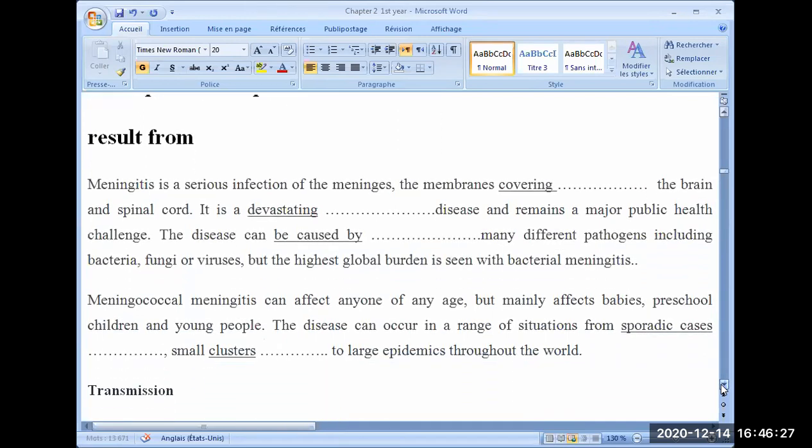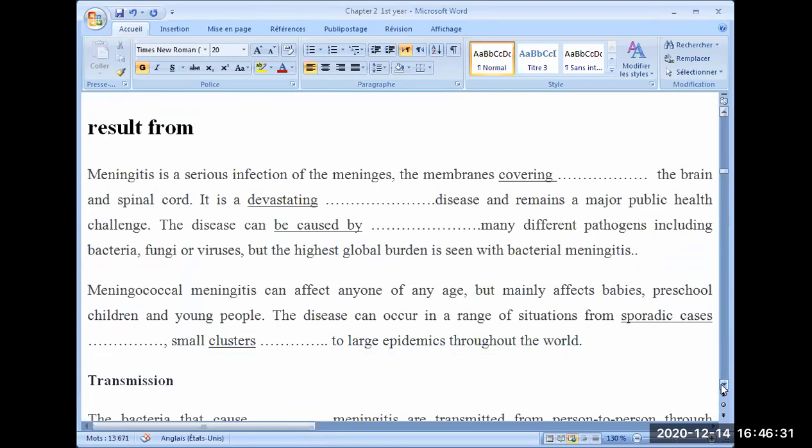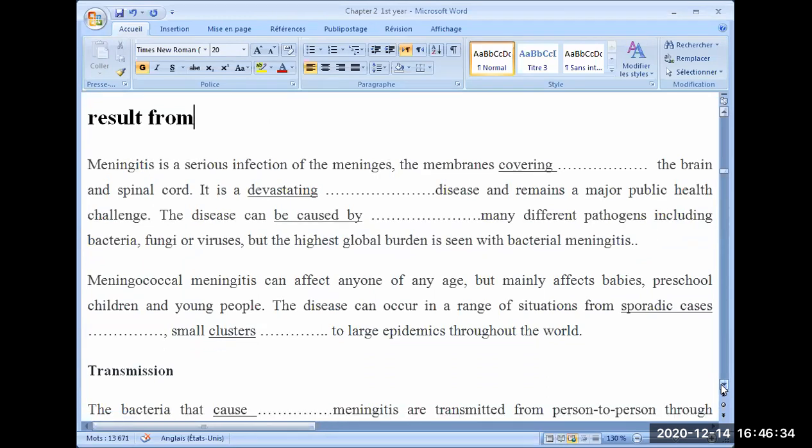Let's carry on now. Meningococcal meningitis can affect anyone of any age, but mainly affects babies, preschool children, and young people. The disease can occur in a range of situations, from sporadic cases and small clusters to large epidemics throughout the world. So it can be sporadic, can occur in small groups, or it can be large epidemics, a worldwide epidemic.